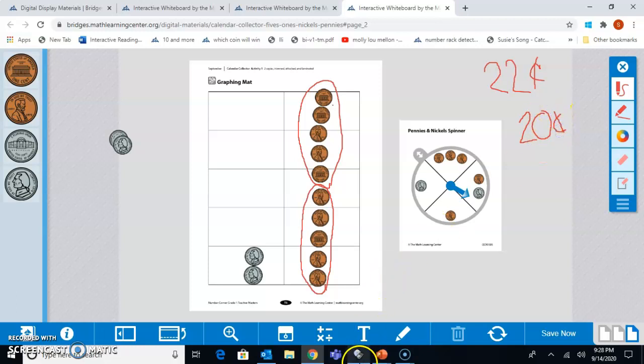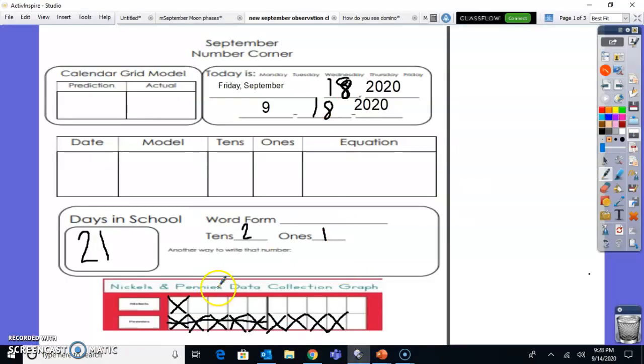So let's go back to your chart. We need to X out one more X for nickels, and one more for penny, and this is a group of 5, right? So there we go. So this week we had 20 cents.